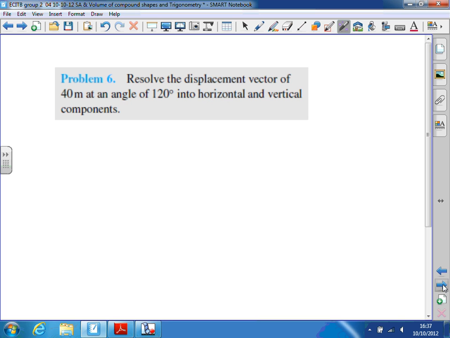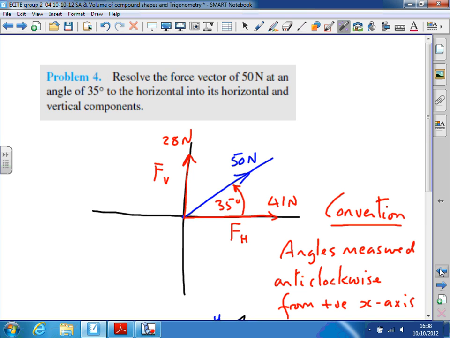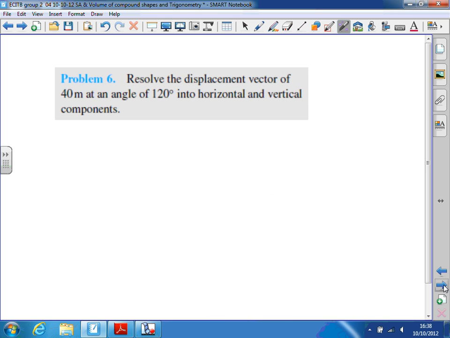Here's another one. Resolve the displacement vector of 40 meters at an angle of 120 degrees into horizontal and vertical components. Any vector can be represented in this way, not only forces. Force is a vector because it has size and magnitude. That's the definition of a vector. So too is displacement. Displacement has size, a distance of 40 meters, and direction, 120 degrees from the horizontal. So that too is a vector that we can represent.